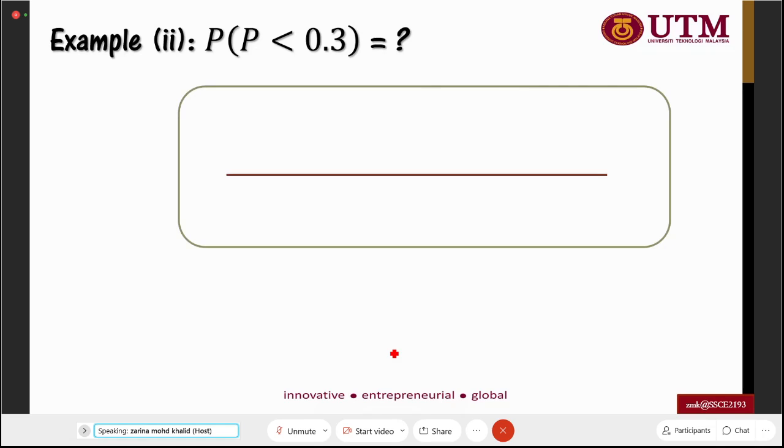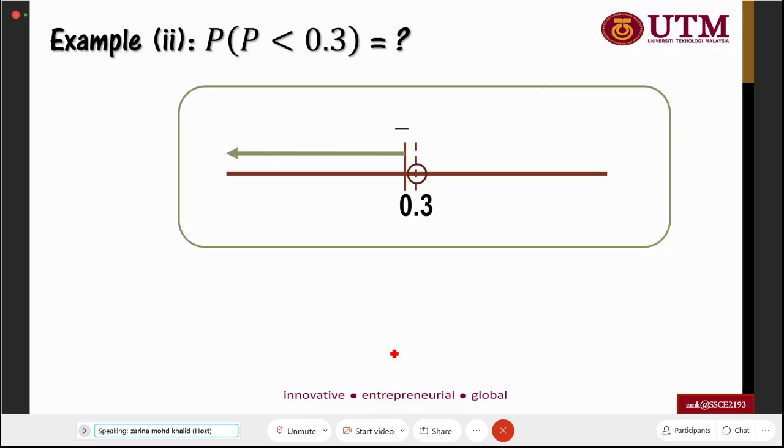So if you want to get some idea, less than means you have a blank circle. Blank circle means 0.3 is not included. So that is 0.3. You demonstrate that using a dash line, meaning you don't want to include 0.3, because it is less than, isn't it? It does not touch 0.3. So when you say less, it has to be up to a value just before 0.3. So you have to minus in that case.